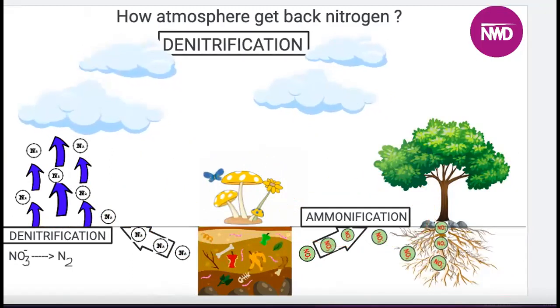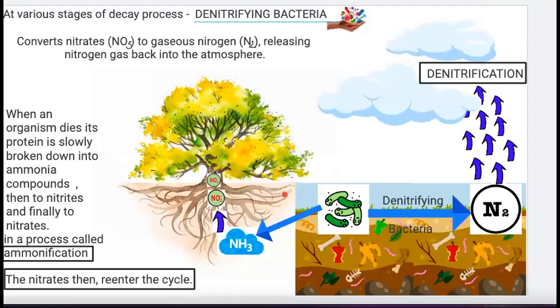So let's elaborate it further. In various stages of the decay process, the denitrifying bacteria convert the nitrate into gaseous nitrogen and release it back to the atmosphere in a process called denitrification. Denitrification means we return the nitrates back into the atmosphere.